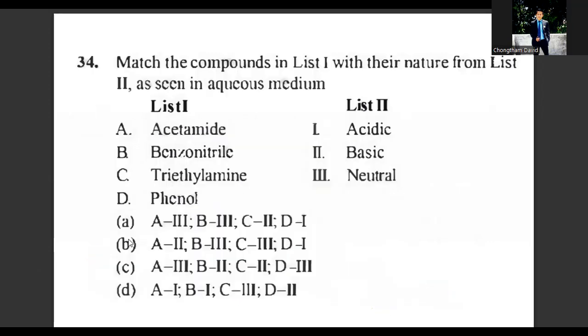Question number 34, match the column. It's easy. Acetamide, let us see, it will be neutral. Benzonitrile will also be neutral. Triethylamine will be basic, phenol is acidic. So when you do the matching, A3, B3, C2, D1. So option A.